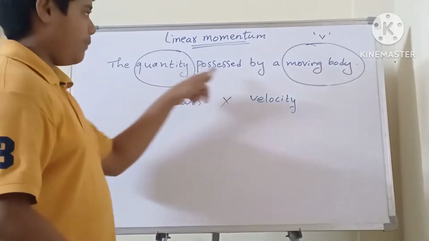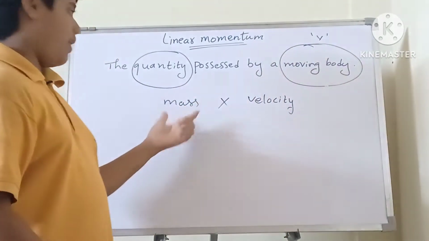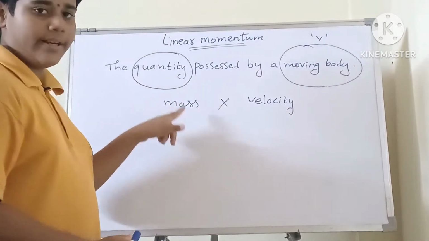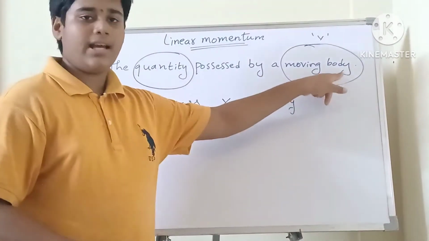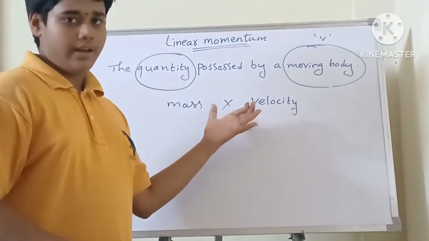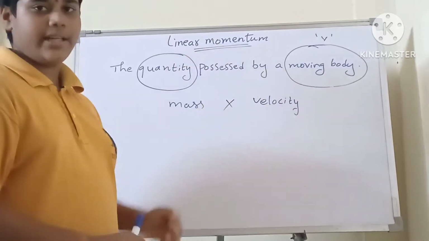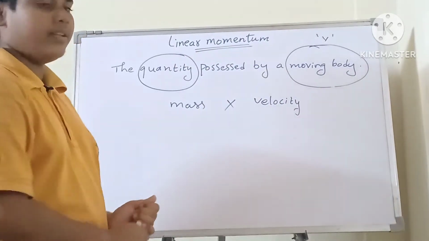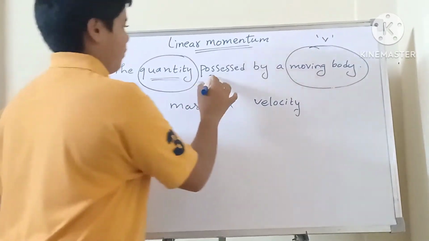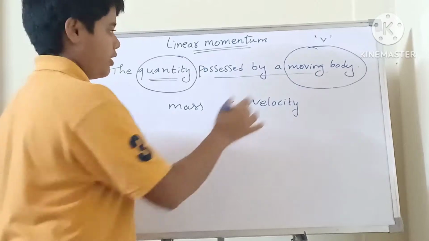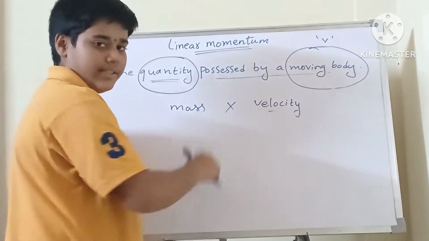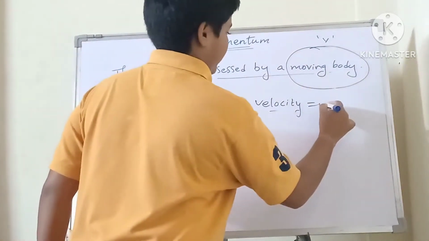The quantity possessed by a moving body means mass into velocity. The quantity means mass, and the moving body has velocity v. Then we have to multiply mass into velocity, and then we can get linear momentum.